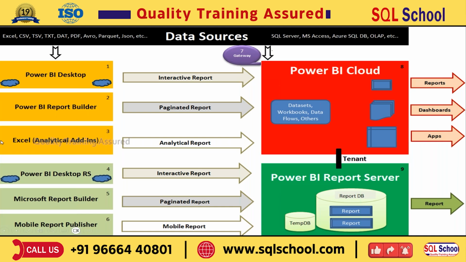Then we have something called desktop RS. Power BI desktop is just like multi-cuisine. It is for interactive reports on the cloud. For report server interactive reports, we have Power BI desktop RS, report server we call. Now these two cloud symbols are for Power Query and DAX in each of the boxes. Left side Power Query, right side DAX. What's the purpose?